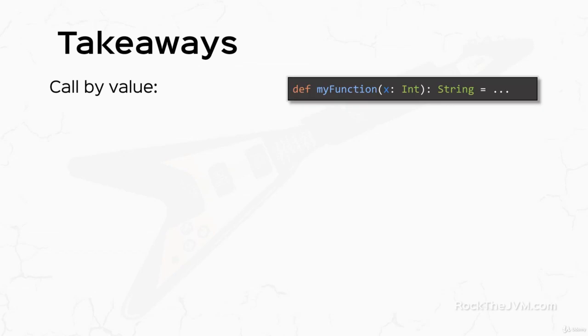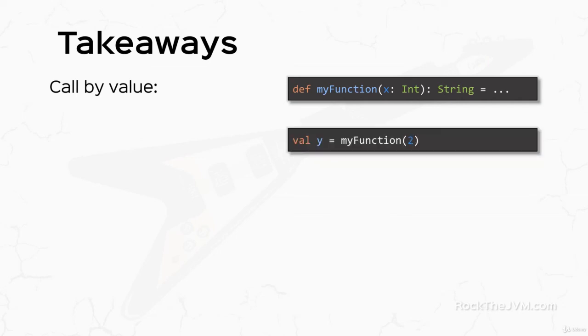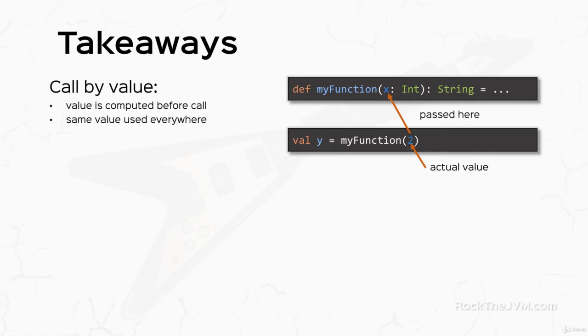We learned about call by value, which is basically the kind of call that we've been using the whole time. And if I have a function with a call by value parameter, the value passed to the function is actually used inside the function definition. The value is computed before the function is called, and the same value is used throughout the entire function implementation, no matter how many times the parameter x in this case is used.